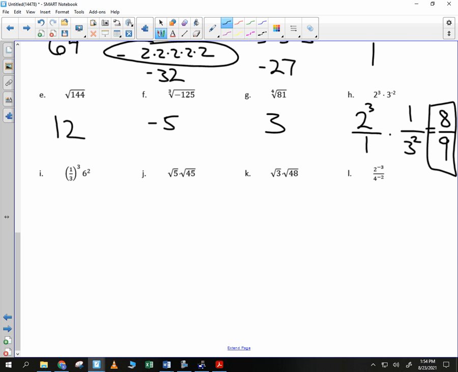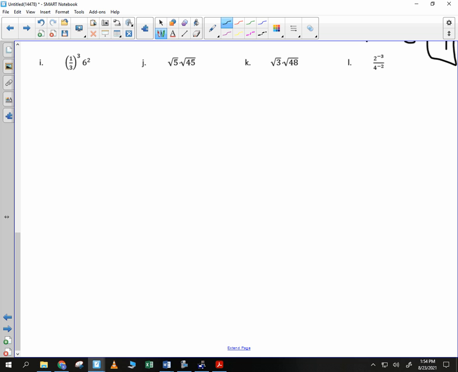Letter I. 1/3 to the 3rd power. 1/3 times 1/3 is 1/9 times 1/3 again is 1/27, which is why you could take a fraction and raise the numerator to the power and the denominator to the power. Times 6 squared is 36 over 27. Both are divisible by what? 9, which gives me 4/3.